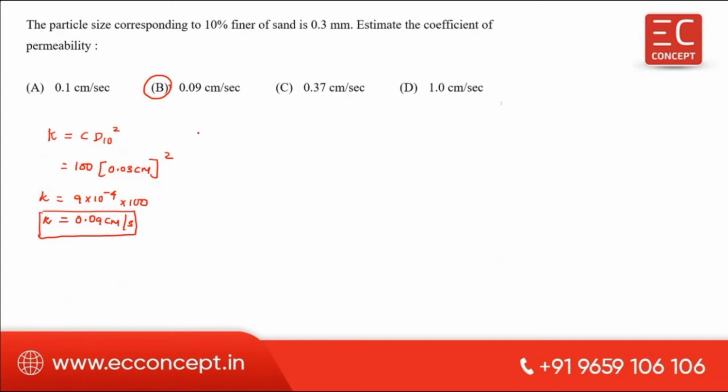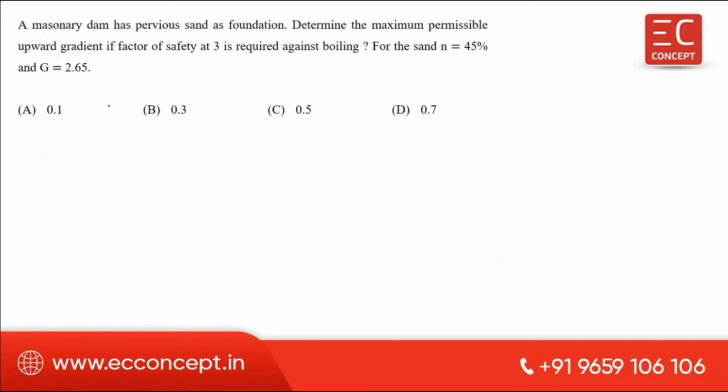So this is the answer. Next question. A masonry dam has pervious sand as foundation. Determine the maximum permissible upward gradient if the factor of safety of 3 is required against boiling. For sand, N is equal to 45% and G is equal to 2.65.